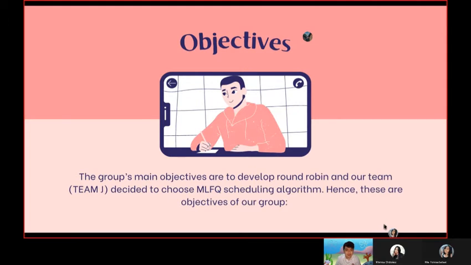Good day everyone. We are here to present our group project in operating system concepts, which is the multi-level feedback queue. The group's main objectives are to develop round robin, and our team J decided to choose the MLFQ scheduling algorithm. Hence, these are the objectives of our group.